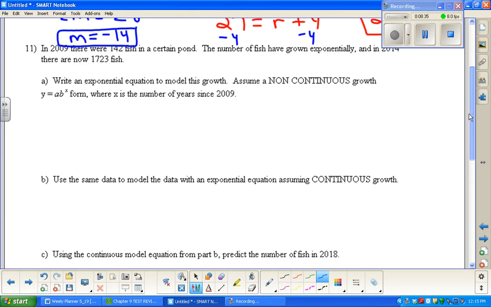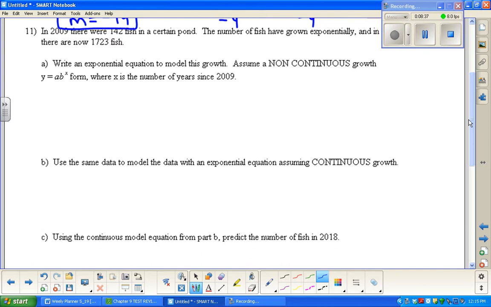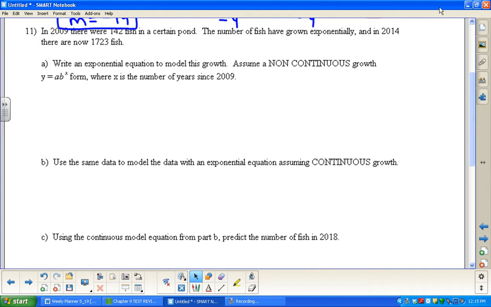Okay, number 11, a little word problem. Some fish in a pond. The number is growing exponentially. In 2014, we were up to 1,723 fish. We started out with 142 fish, and we probably need to come up with some equation to model this here. Okay, so for non-continuous, the next part's going to be for continuous. So the difference here, remember, with continuous, we always use base e.